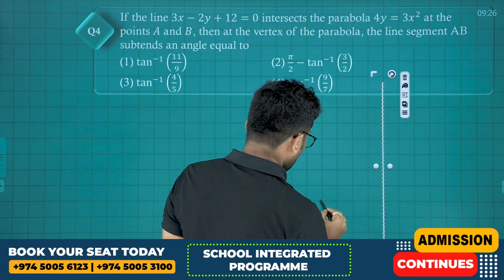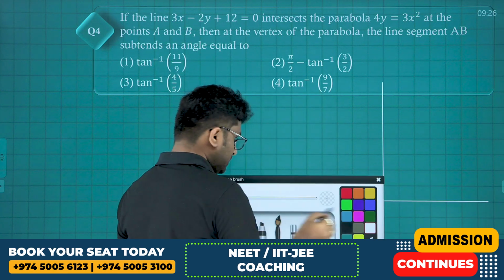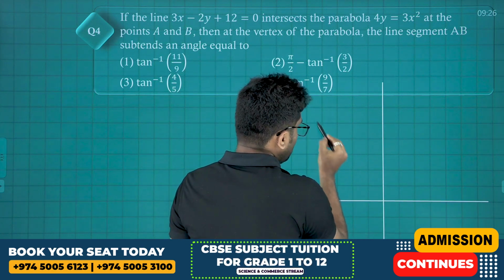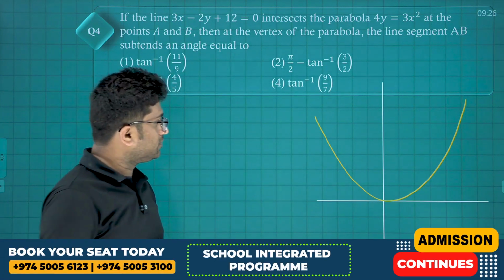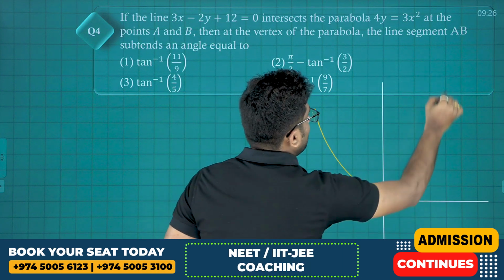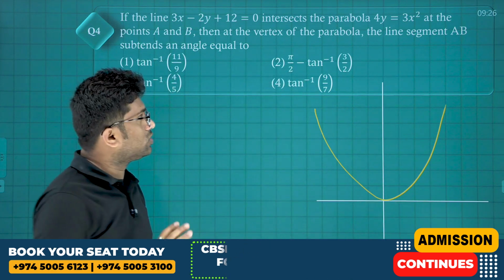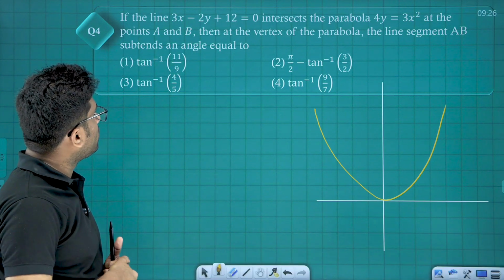Is an upward parabola. So let's draw this parabola. So this is what our y is equal to x square parabola, or 4y is equal to 3x square. Now there is one more line, 3x minus 2y plus 12 is equal to 0.